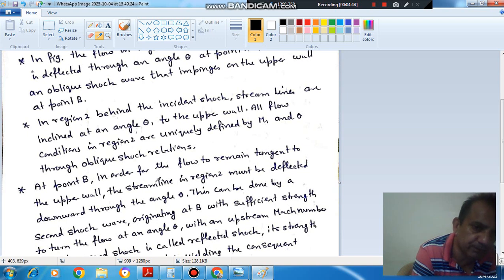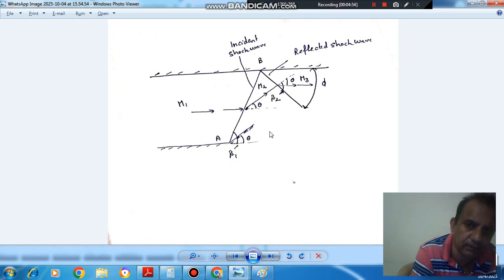Next point, at point B, in order for the flow to remain tangent to the upper wall, the streamlines in region 2 must be deflected downward by an angle theta. So if we take now this point, here the flow has to remain parallel to the wall. And now in this region it is at an angle theta to the upper wall, so it must be deflected downward to remain parallel to the wall. So again the shock will take place, and this will be the reflected shock angle, and this will be your deflection angle.